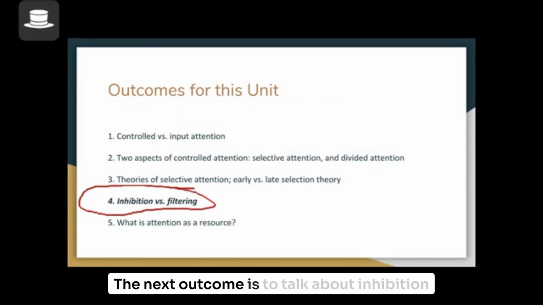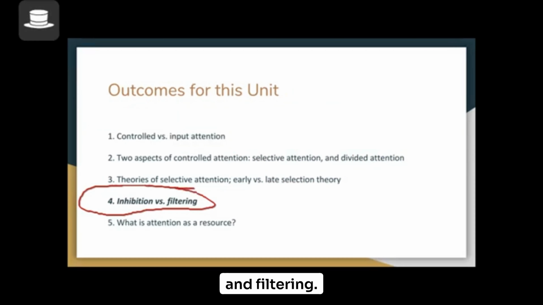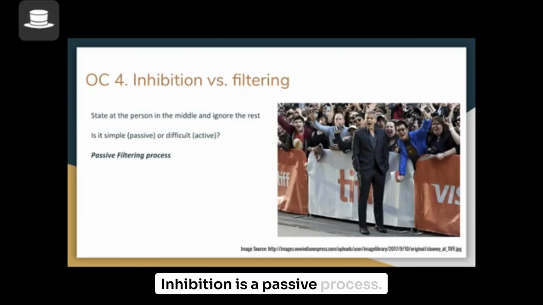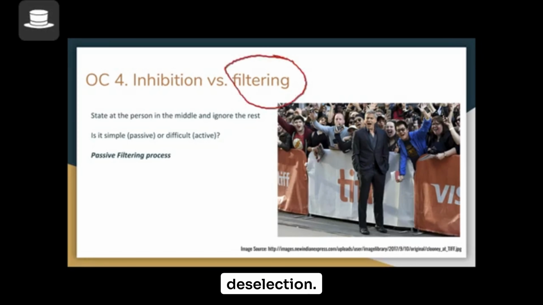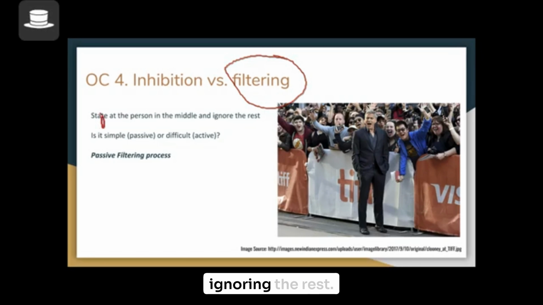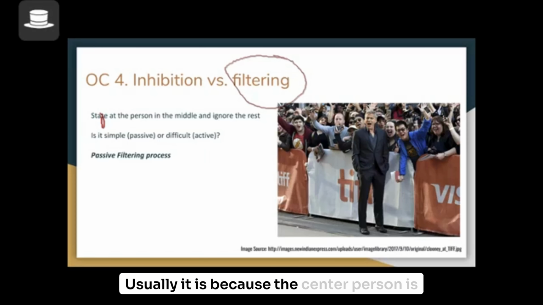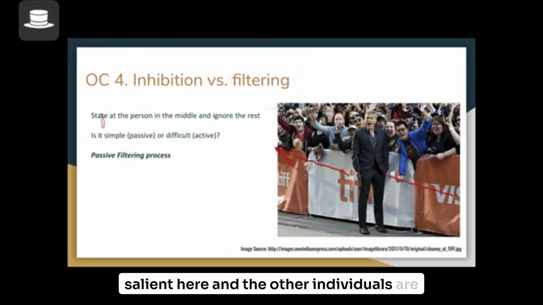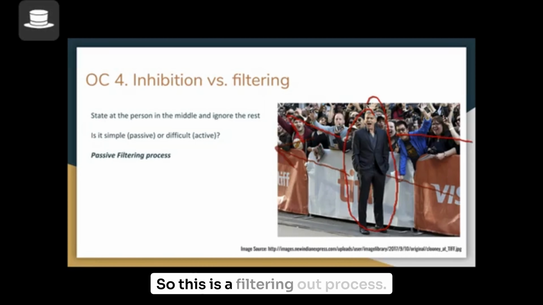The next outcome is to talk about inhibition and filtering. Filtering is a passive process of deselection. Stay on the person in the middle and ignore the rest. Usually it is because the center person is salient here, and the other individuals are not so salient. So it's easy for you to pay attention to this and ignore the rest. So this is a filtering out process.